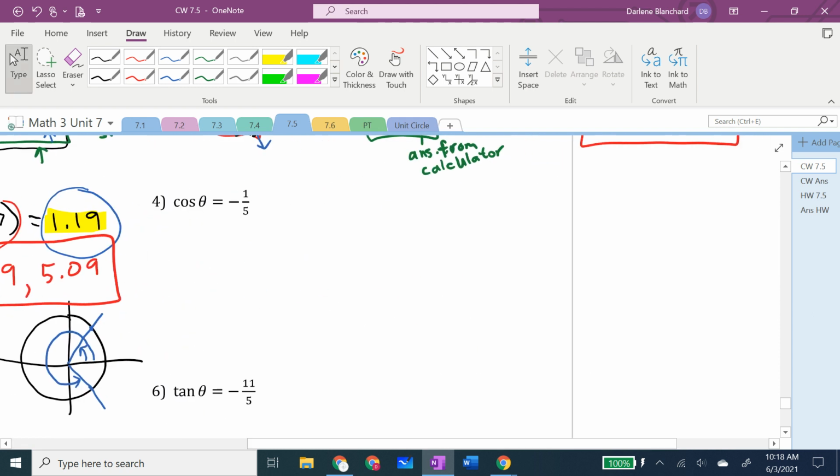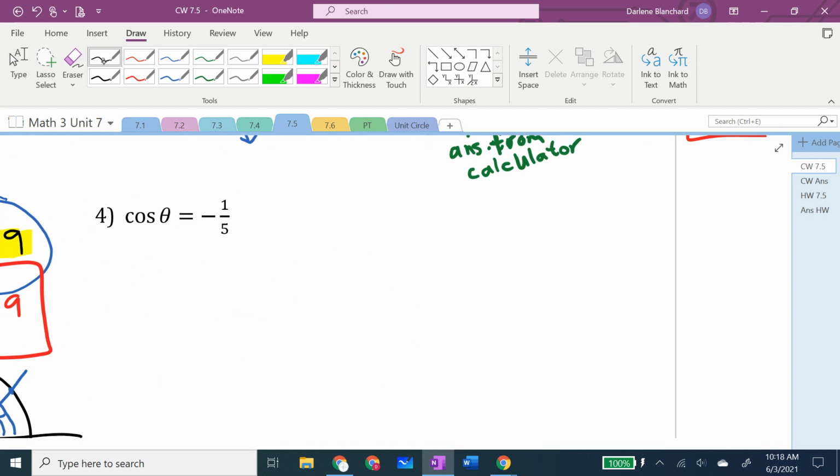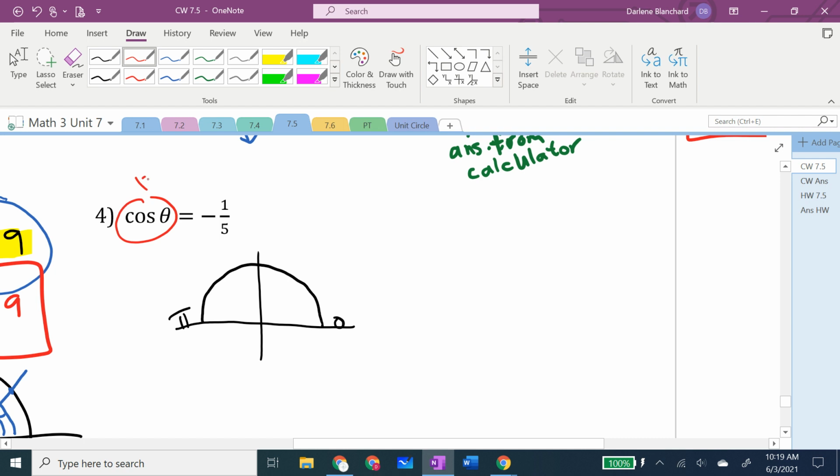Number 4, we have cosine theta equaling -1/5. The inverse function will only look at 0 to pi. Cosine represents x. And I'm going to point out x coordinate 1, x coordinate -1, x coordinate 0. -1/5 is going to be about here-ish.